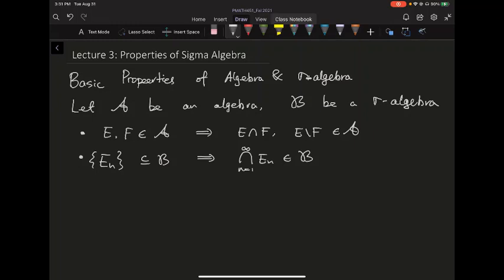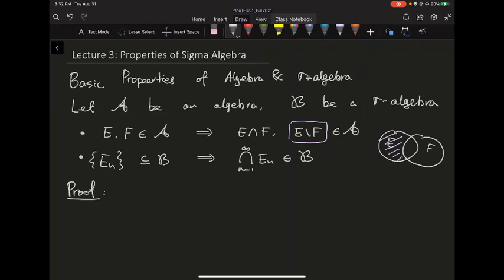Then the first property I would like to mention is that, first of all, for an algebra, if you have two sets, we know the algebra is closed under taking their union. But in fact, an algebra is also closed under taking their intersection, and also closed under taking their set difference. So here E take away F, if you have E here and you have F here, E take away F corresponds to the thing that's in E and it's not in F. Well, this is fairly simple to see. Well, here's the proof.